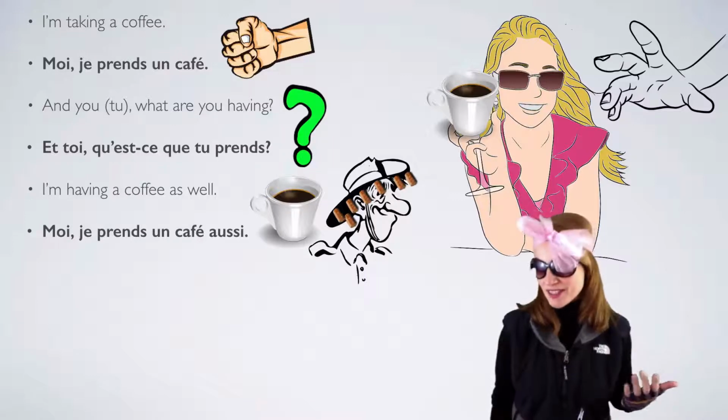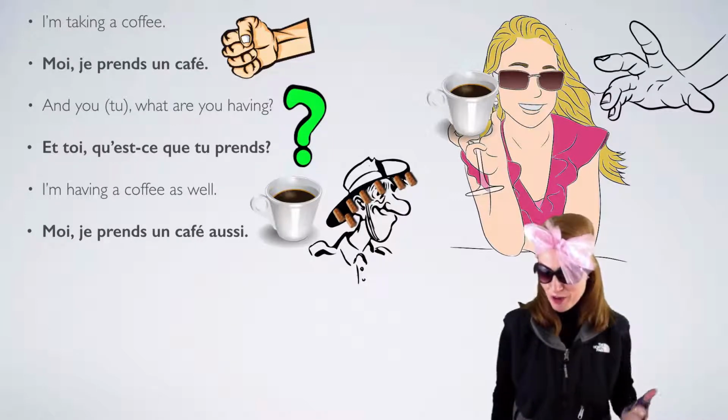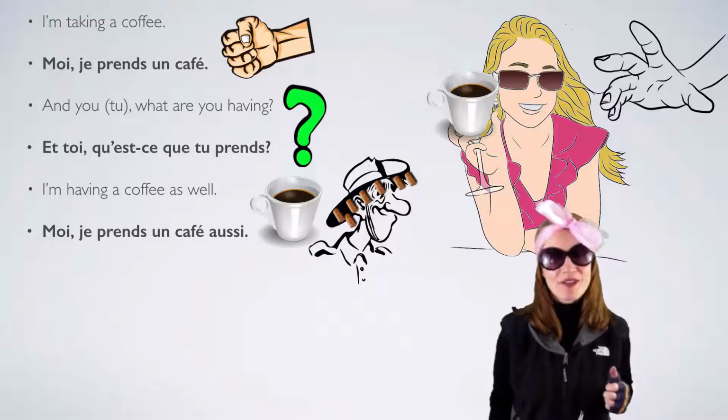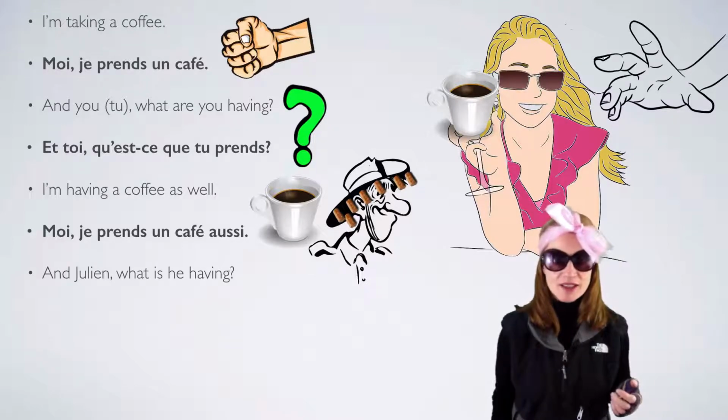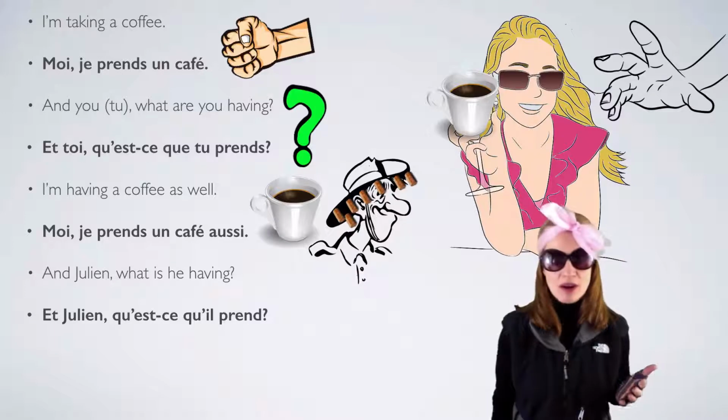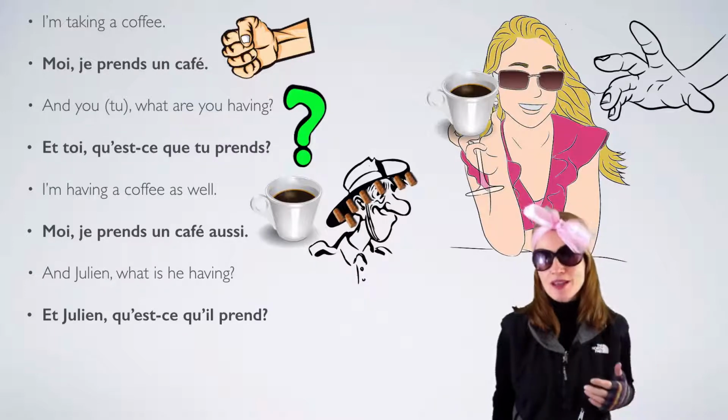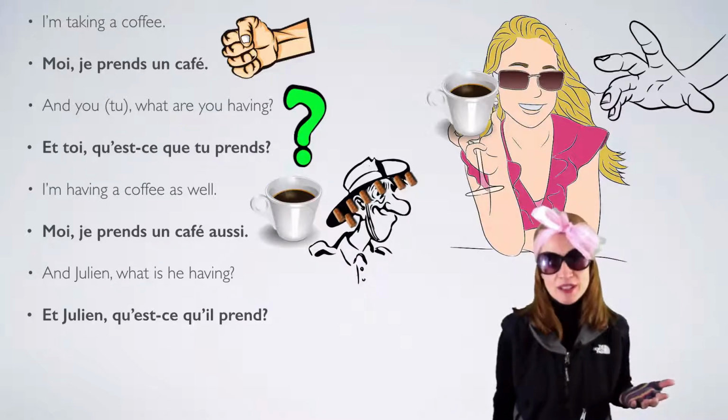Moi, you don't have to say it, but lots of people do in spoken French. Moi, je prends un café aussi. And Julien, what is he having? Et Julien, qu'est-ce qu'il prend? You could put a lui at the end. Et Julien, qu'est-ce qu'il prend, lui?